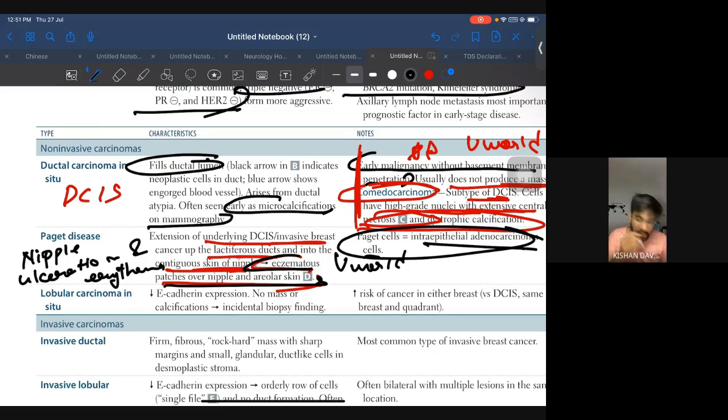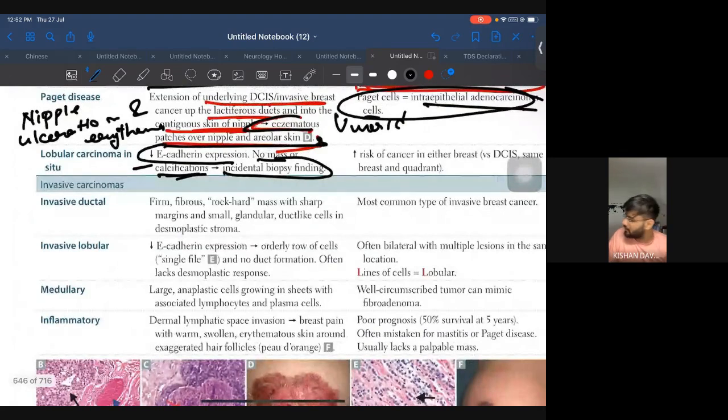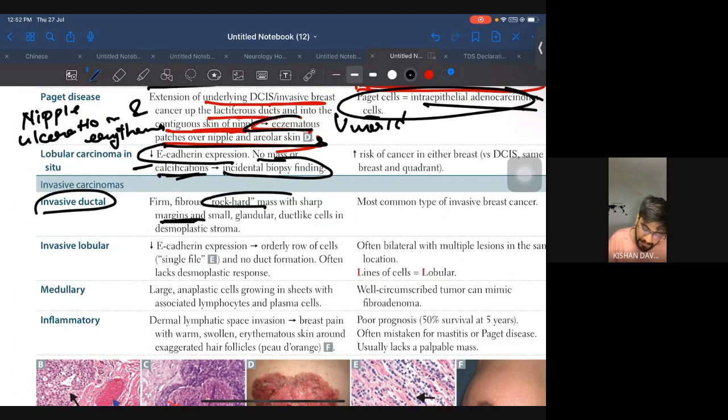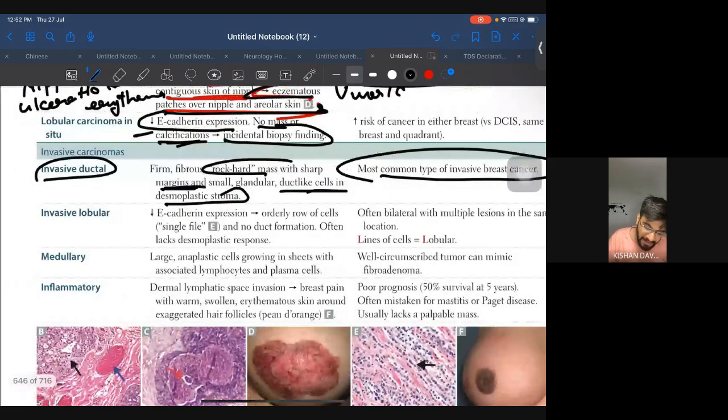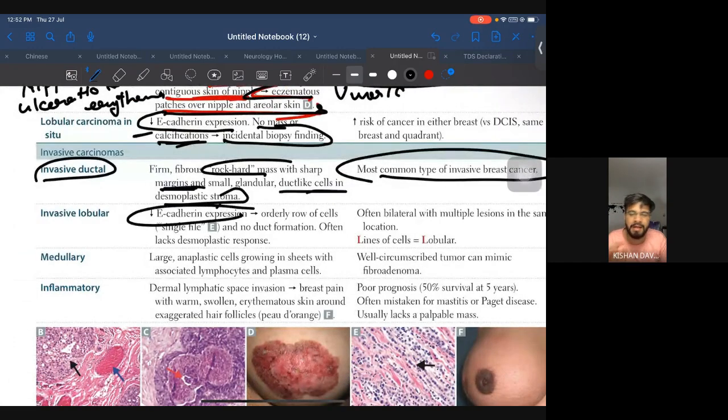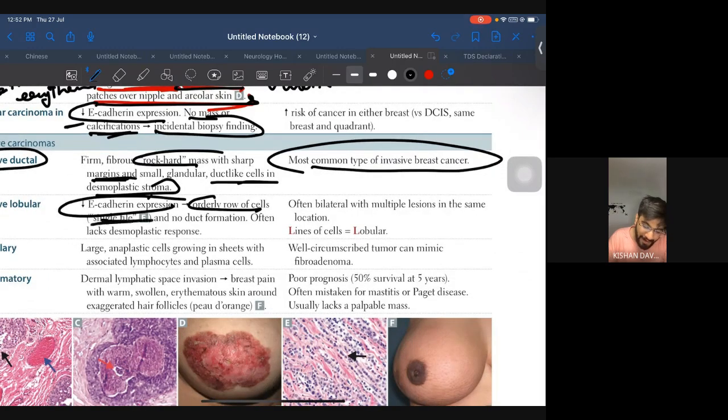Okay. Now, lobular carcinoma in situ. Decrease in E. cadherin expression, no mass or calcification, incidental biopsy finding. Okay, E. cadherin is important. That's it. Coming to invasive carcinoma, the first one is invasive ductal. Rock hard mass with sharp margins, duct-like cells in desmoplastic stroma. Most common type of invasive breast cancer. Invasive lobular, wherever you hear the term lobular, it has to be associated with E. cadherin. Okay. Orderly row of cells, single file like appearance. This is what they will ask you.